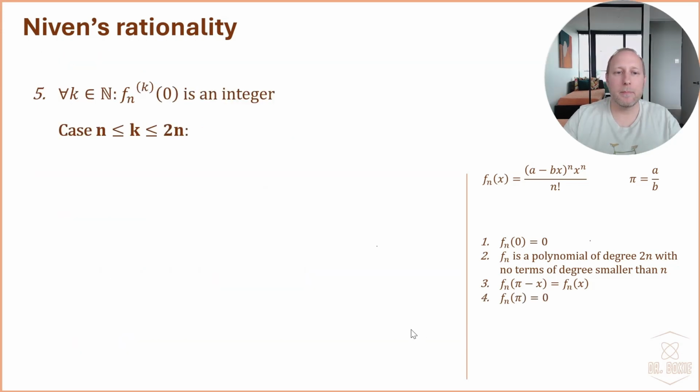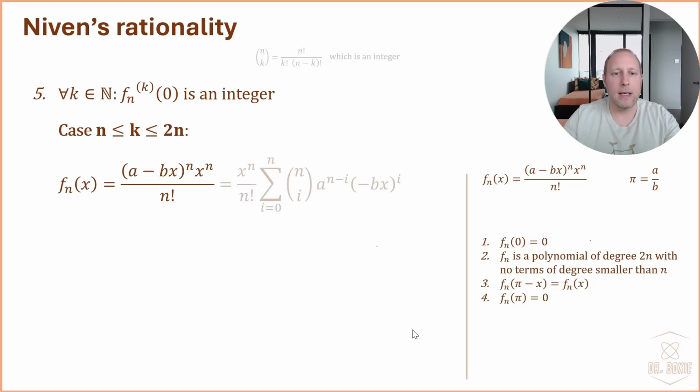In case k is between n and 2n, we need to actually calculate this kth derivative to see that it's an integer. So to do that, we take the definition of fn of x and we use the binomial theorem. So the x to the n divided by n factorial remains, but the (a minus bx) to the power n, I use the binomial theorem to write it as I did here, where the n choose i that you see here is the combinatorial factor, which is defined as n factorial divided by i factorial multiplied with n minus i factorial, and that is always an integer.